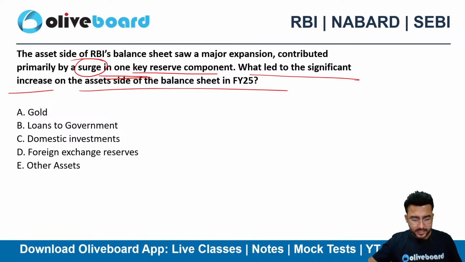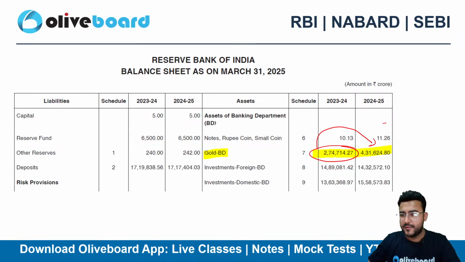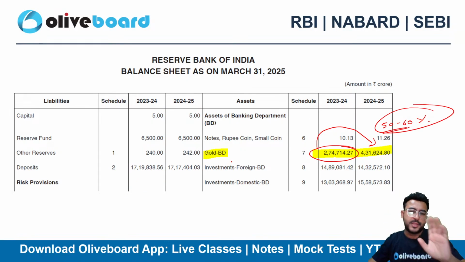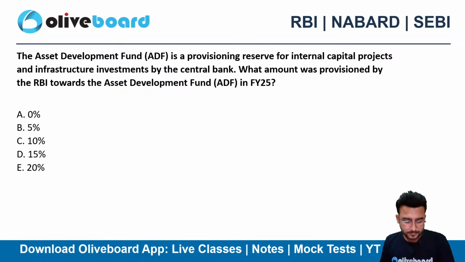So particularly it was gold, okay? Particularly it was gold, and we can see here in the balance sheet as well. It's up by close to 50 to 60%, right? Anywhere around 50 to 60%. So that's a huge surge in a particular asset class in the balance sheet. So I'm talking about the relative terms here, percentage terms.